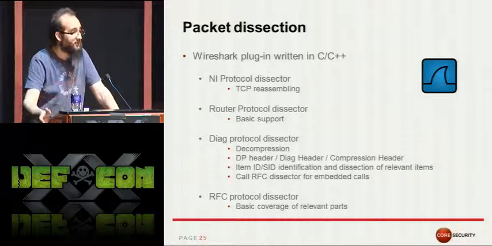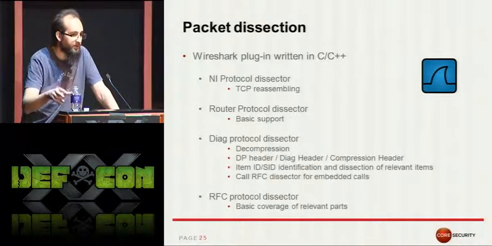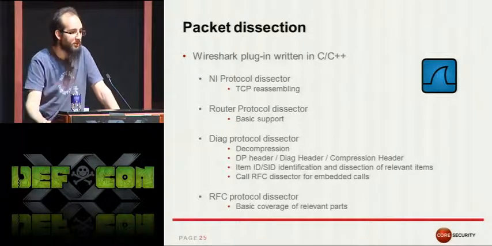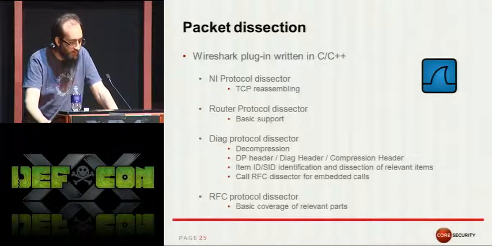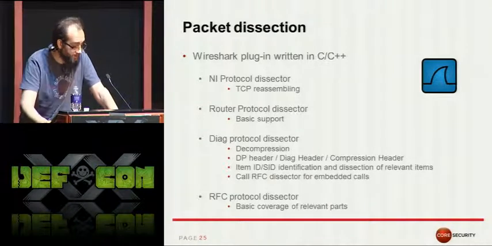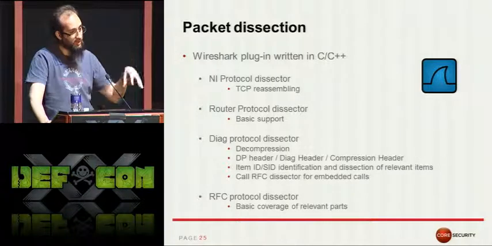It also identifies the different items, and some of the most relevant ones are also dissected. The values of those items are also dissected. And this dissector also calls the RFC dissector when it finds an embedded call.